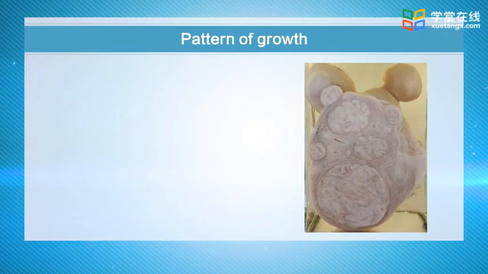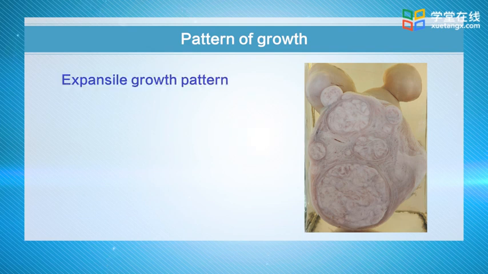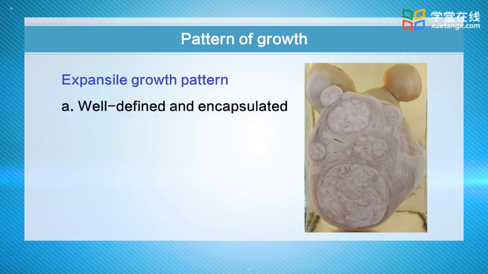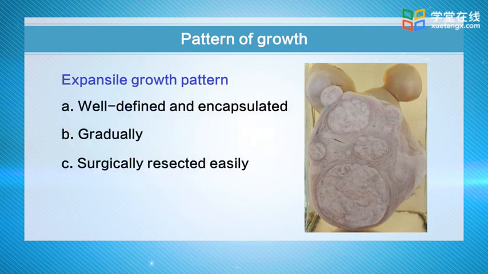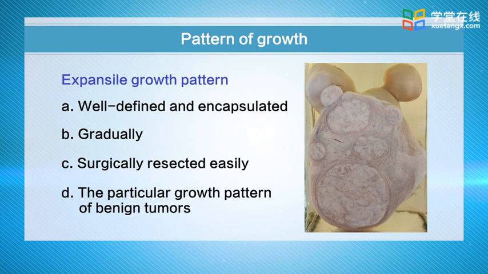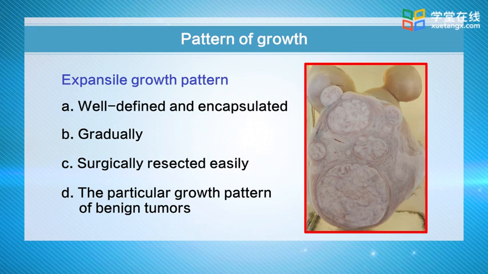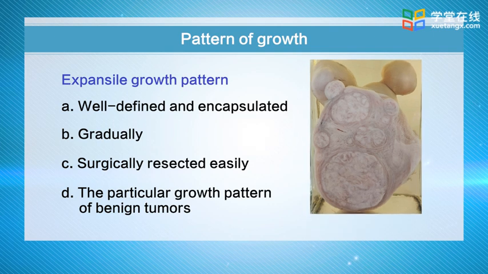Tumor growth can display different visible patterns. The first one is the expansile growth pattern, which is defined by expansion but with a well-circumscribed tumor border. Here, a multiple mass in the uterus has a discrete border between normal and tumor tissue. So, this growth pattern usually indicates a benign tumor.